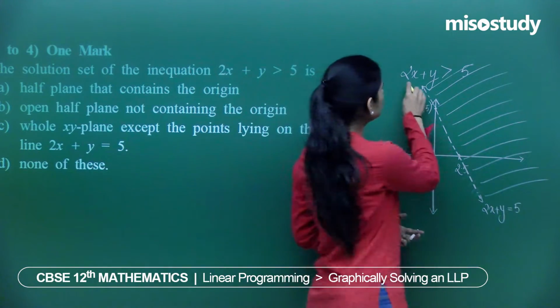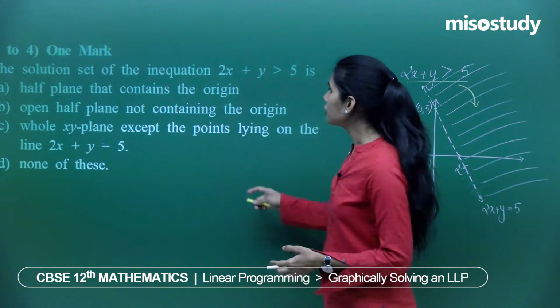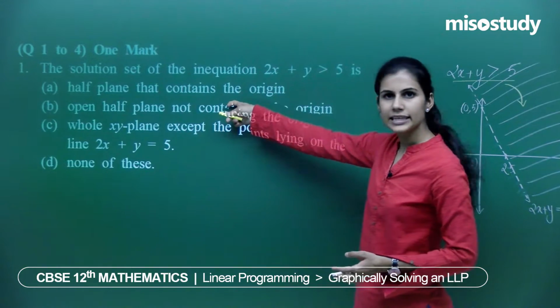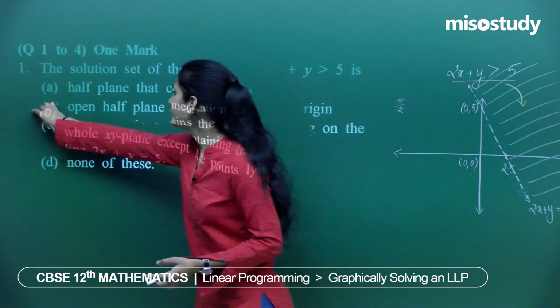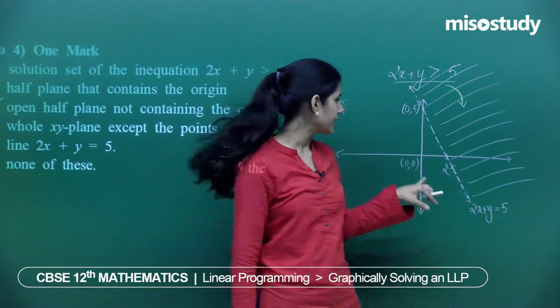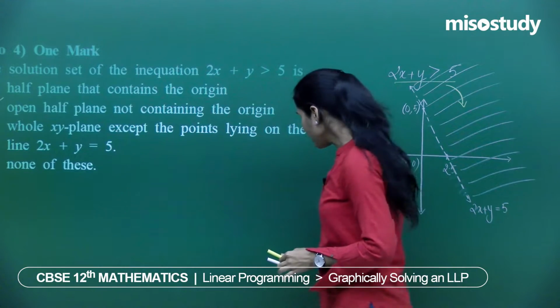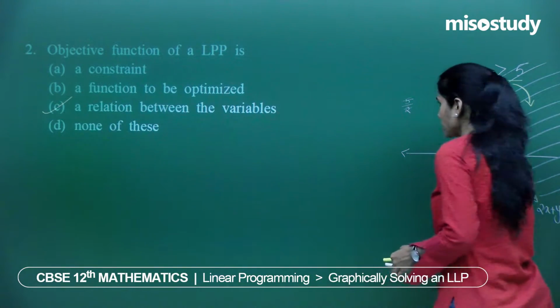Okay, this is the region represented by 2x plus y greater than 5, and so the region is a half plane that contains the origin, no. Open half plane not containing the origin, yes. This is my answer. This is an open half plane which is not containing my origin. Moving to the next question, we have: the objective function of an LPP is what?